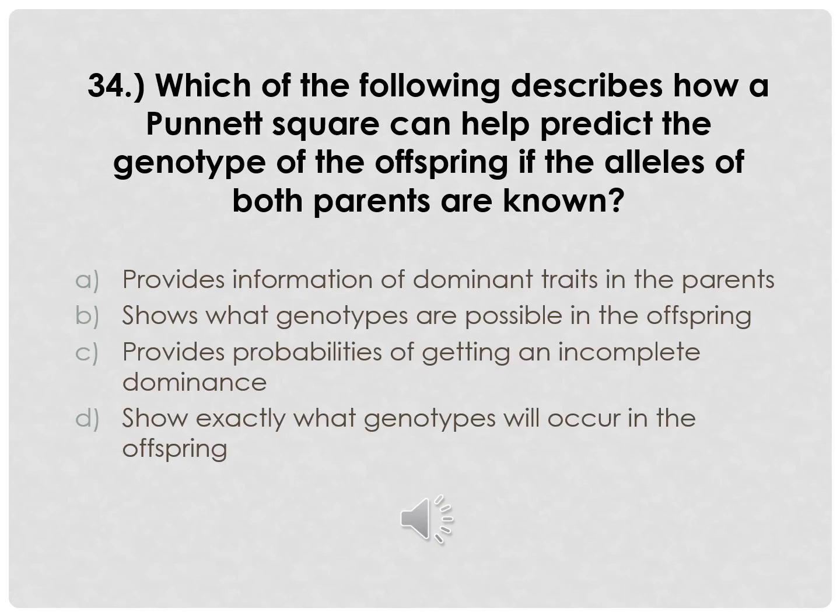Which of the following describes how a Punnett square can help predict the genotype of the offspring if the alleles of both parents are known? A Punnett square simply shows you what genotypes are possible in the offspring, so the correct answer is B.